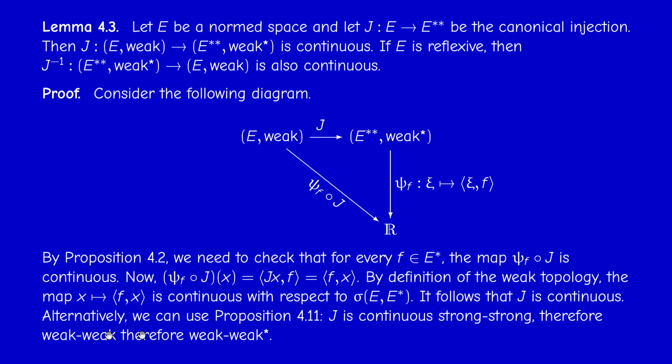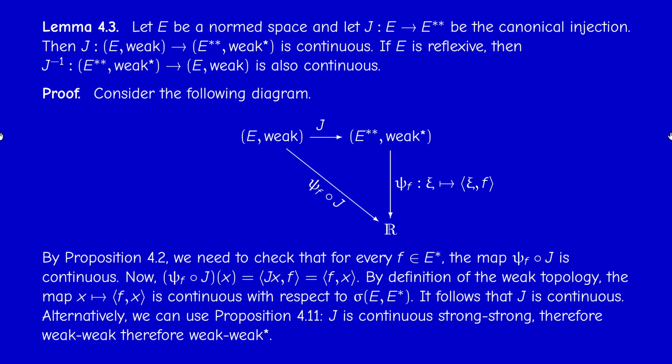Now, of course, there's another proof that uses proposition 4.11. We know that J is continuous strong. Okay. According to proposition 4.11, it's continuous weak. So just put weak here. And this implies continuity weak star. Why? Because if it's continuous weak, what does it mean? It means that the inverse image of a weakly open set in E double star is weakly open in E. And therefore, the inverse image of a weak star open set is weakly open in E, because weak star is contained in weak. Okay, so this is another way to prove that. So we have two ways to look at the same thing.